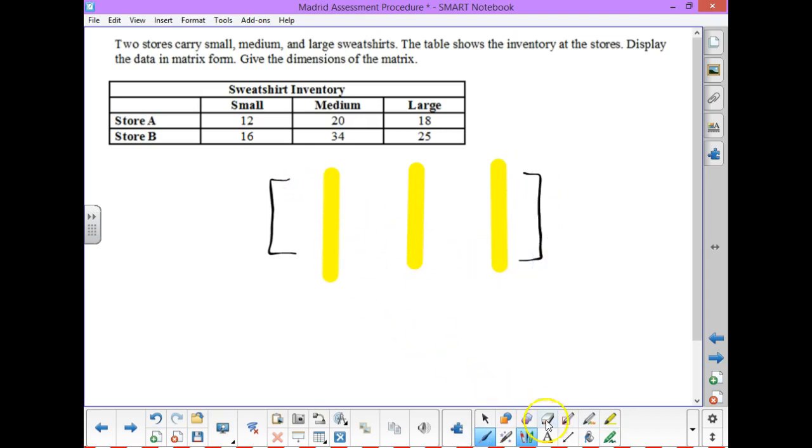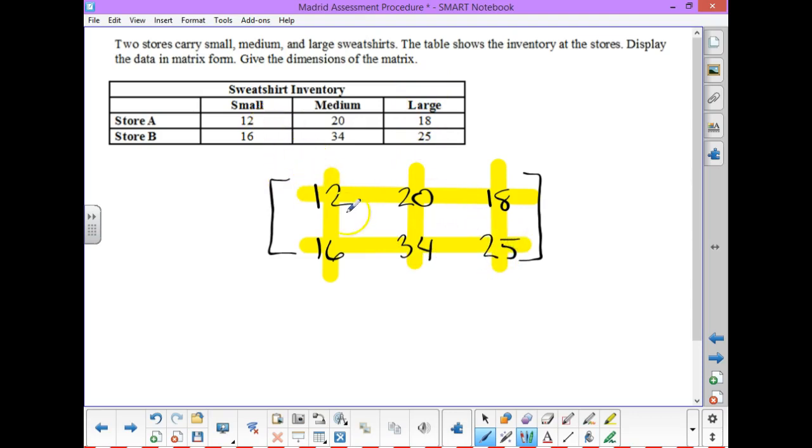And as far as rows, I got 2 of them, right? So I'm going to go 1, 2. Basically the 12 is first, so all these are in the first row. First column is 12. I'm talking about the first row right now. Second column is 20, and third column is 18. Let's now list the second row. First column is 16, second column 34, and 25.